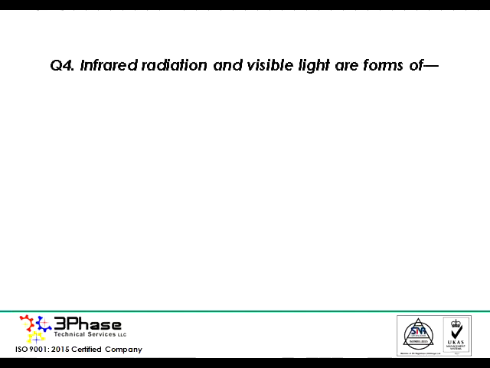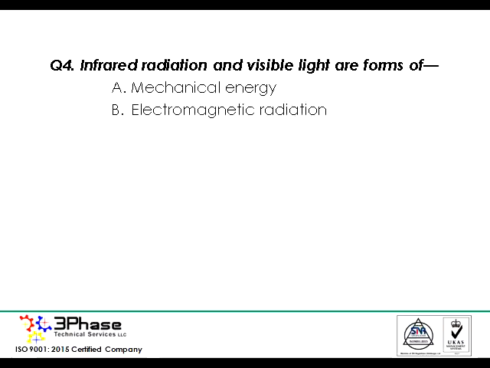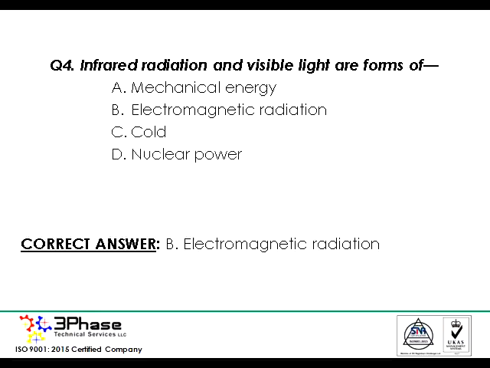Question number 4. Infrared radiation and visible light are forms of A. Mechanical energy. B. Electromagnetic radiation. C. Cold. D. Nuclear power. Correct answer is B. Electromagnetic radiation.